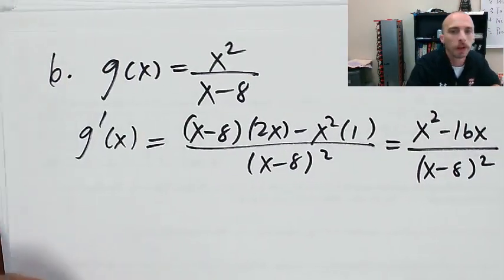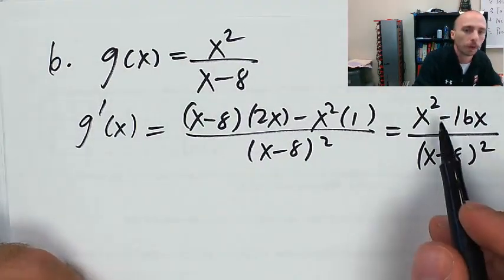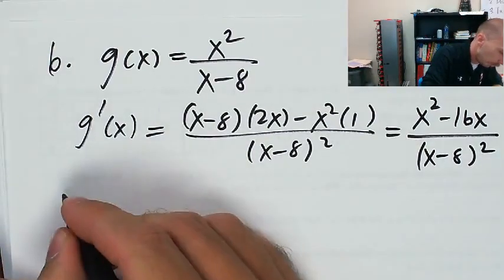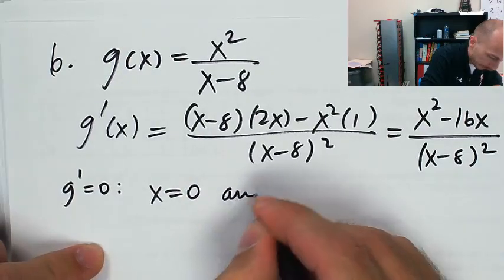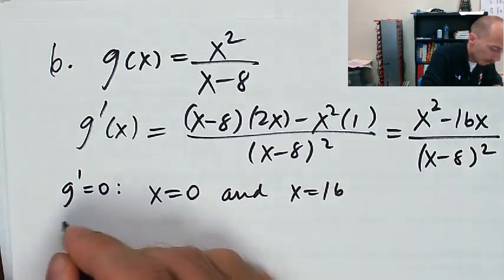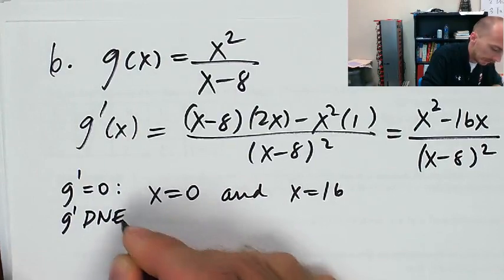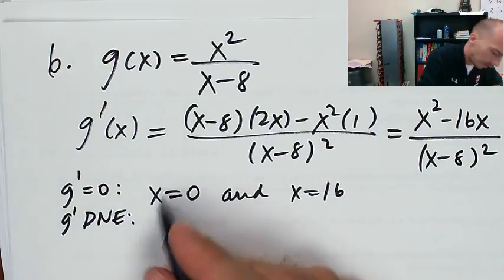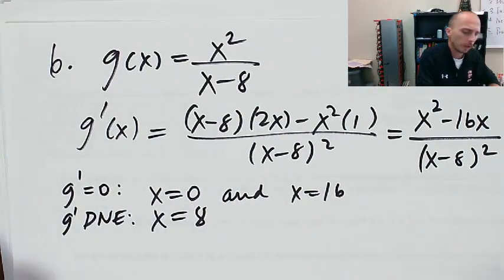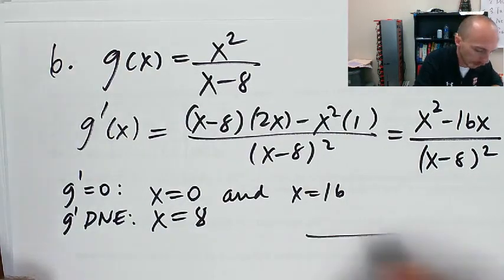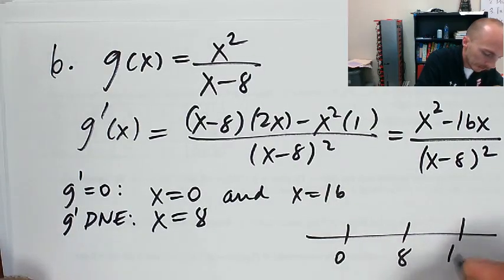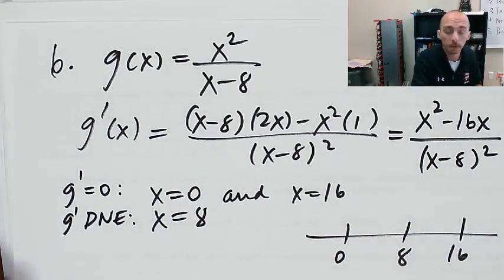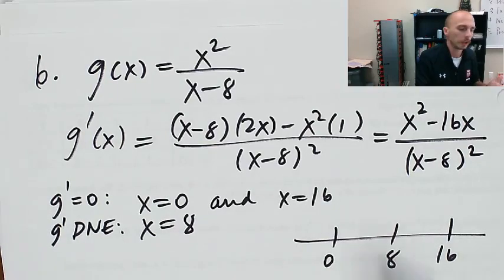Now, on the topic of critical points, this one's kind of interesting because g prime will equal 0 at x equals 0, and also at x equals 16. But also we have g prime DNEing, failing to exist at x equals 8. So those all need to go on my number line to test for critical points. And unless you're an expert at drawing the graph of rational functions, which I'm not, you're going to want to use the number line and test points for this.